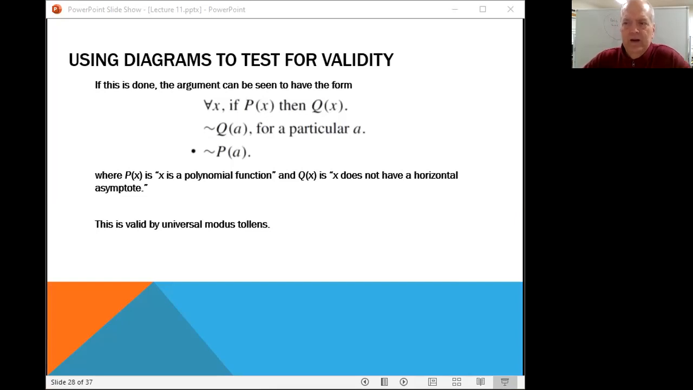So Q of A is that it does not have a horizontal asymptote, and therefore not Q of A is this one does have a horizontal asymptote. And then we can therefore conclude not P of A. In other words, A is not a polynomial function in this particular argument. So this is a valid form of argument. It's universal modus tollens. And we have a particular instantiation where we negate the conclusion, and therefore we have to negate the hypothesis.